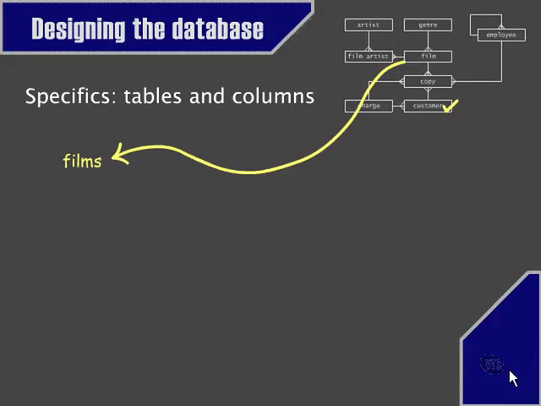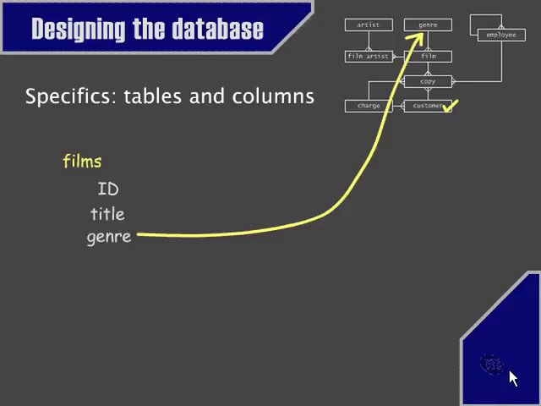Next we're going to look at the films table. And again we're going to have an ID, which is going to be a primary key. We're going to have the title of the film, and we're going to include the film's genre, and this introduces the relationship between the films table and the genres table.